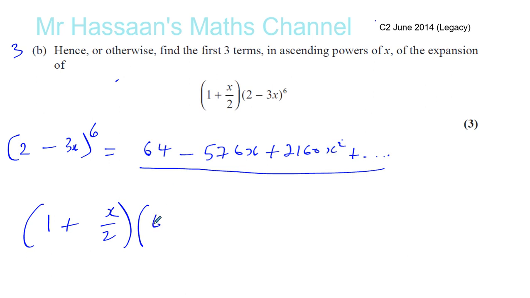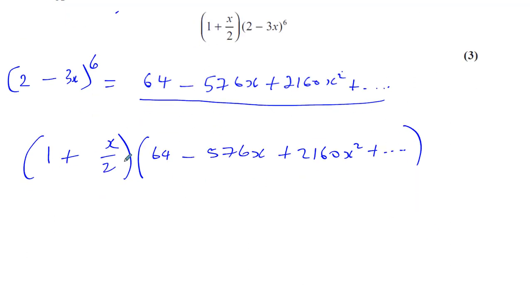and we're going to have 64 minus 576x plus 2160x squared. We want the first 3 terms. Now the first 3 terms are going to be made up of the constants, the x and the x squareds. If you think about it, you'll have constant terms, and you'll have x terms, and you'll have x squared terms. You've got to work out what they're going to be.